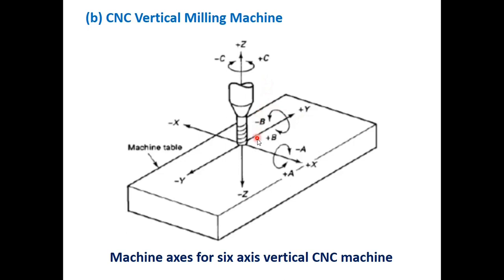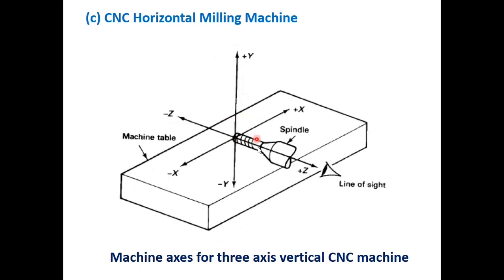Now in a vertical CNC machine, you can see the tool is vertical in position, but in the case of a horizontal milling machine, the spindle or the tool is mounted horizontally. In the same case, we can see here the tool axis is the z-axis, that is plus and minus. Similarly, the workpiece plus and minus, and the y-axis is plus and minus. So this is for 3-axis horizontal milling machines.